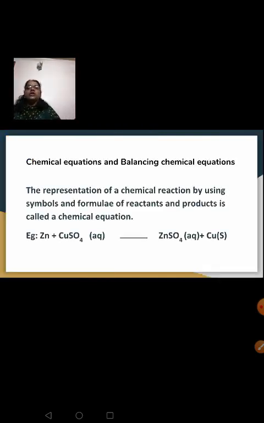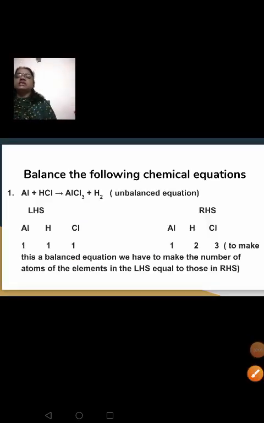First, chemical equations and balancing chemical equations. What is a chemical equation? A chemical equation is a symbolic representation of a chemical reaction. So you show the chemical reaction with the help of symbols, by taking reactants on the left hand side and the products on the right hand side. So the representation of a chemical reaction by using symbols and formulae of reactants and products is called a chemical equation. Clear?